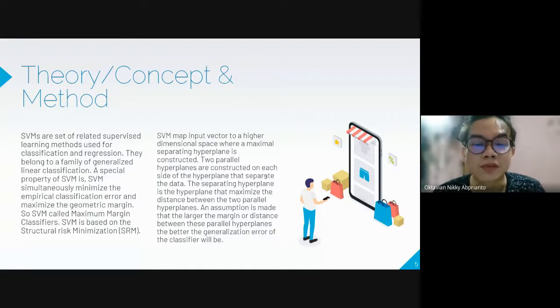SVM maps the input vector to a higher dimensional space where a maximal separating hyperplane is constructed. Two parallel hyperplanes are constructed on each side of the hyperplane that separates the data. The separating hyperplane is the hyperplane that maximizes the distance between the two parallel hyperplanes. An assumption is made that the larger the margin, or distance, between these parallel hyperplanes, the better the generalization error of the classifier will be.